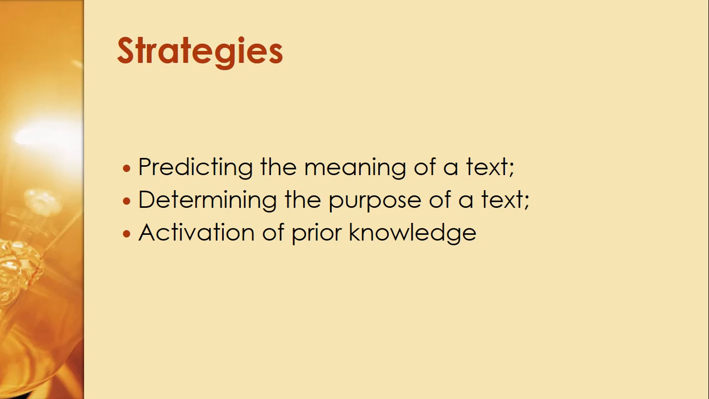Determining the purpose of a text. The next part is that we have to find out what is the purpose of the text, why this text is written, and what message it is trying to deliver. Activation of prior knowledge. The next strategy is that we should bring in the knowledge that we already have about the world and about different things to help us in the understanding of the text and its meaning and its purpose.